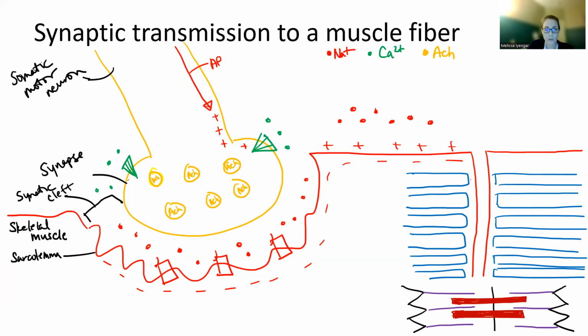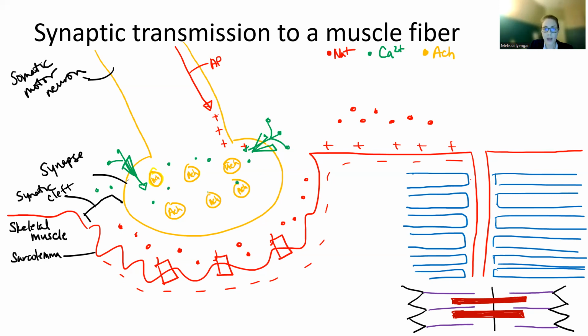When my calcium voltage gated channels open, because calcium is higher outside than it is inside, calcium starts to move inside of the synapse. So this is all stuff we learned before.